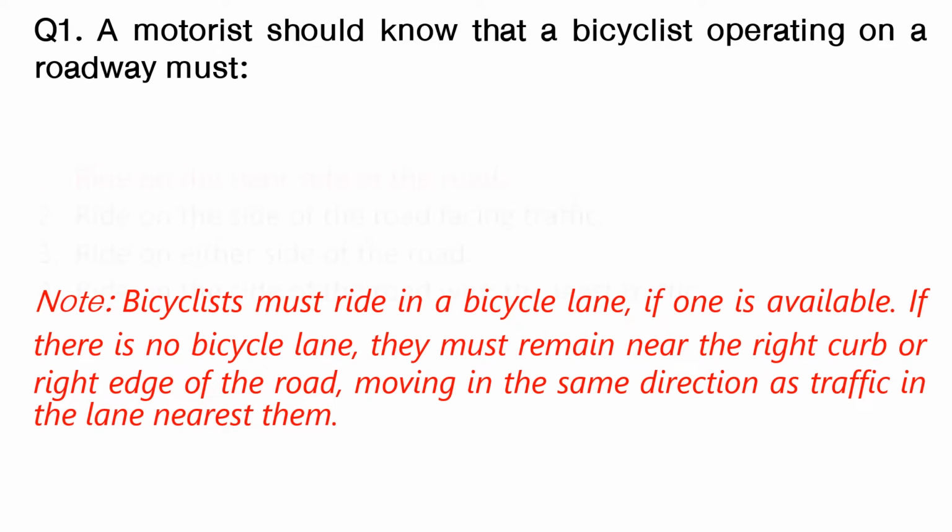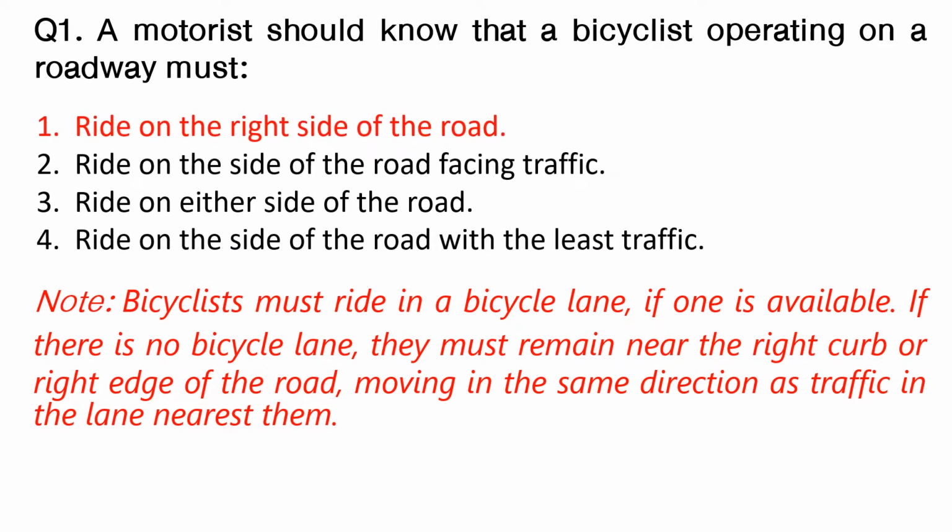The answer is option number 1. Ride on the right side of the road. Note: bicyclists must ride in a bicycle lane if one is available. If there is no bicycle lane, they must remain near the right curb or right edge of the road, moving in the same direction as traffic in the lane nearest them.